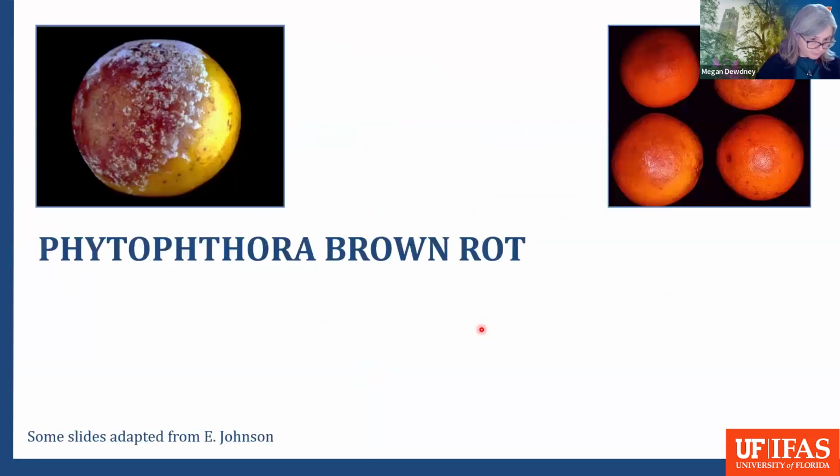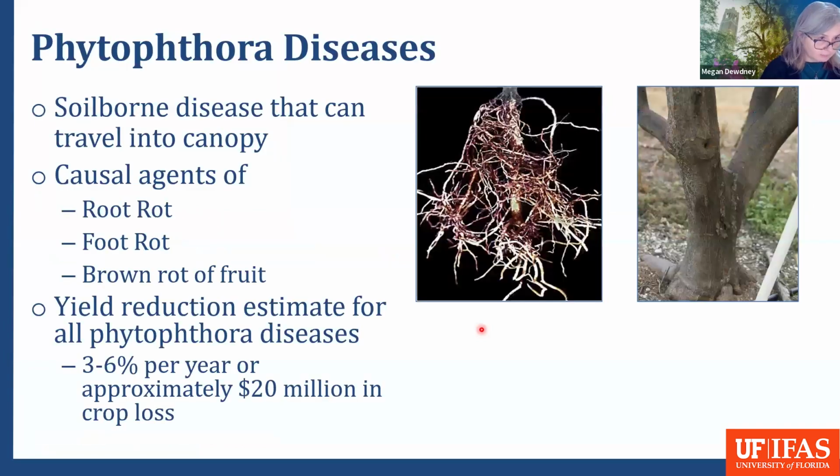So my last topic is Phytophthora. I guess I forgot to change this slide from just brown rot. But here we've got some brown rot. As a reminder, Phytophthora diseases are, of course, soil-borne, and they do travel into the canopy. These organisms are the causal agents of root rot, foot rot, and brown rot of fruit.